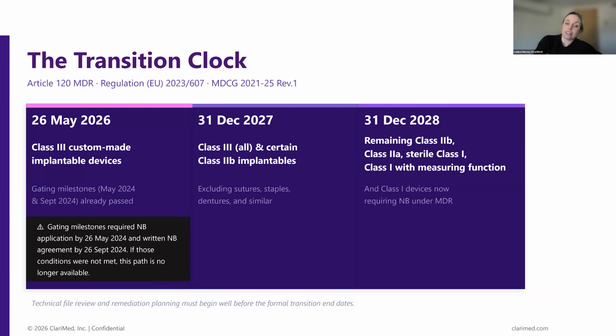And then we've got 31st of December 2027. So Class 3, all in certain Class 2 implantables. We've got a few exclusions there, like sutures, staples, dentures, and similar. And then 31st of December 2028, remaining Class 2B, Class 2A, sterile Class 1 with measuring function, and Class 1 devices now requiring notified body under MDR.